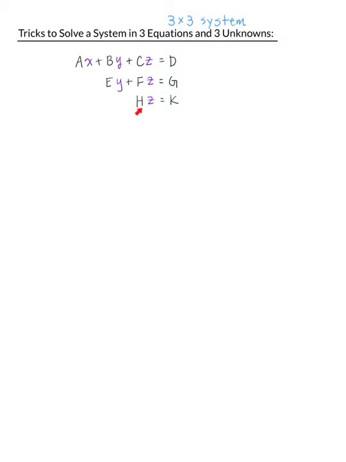Now, if we have the system in this form, do you see that I can easily solve for z? So from here, I can solve for z. Our z is just going to be k over h, whatever that number is. Next, what we can do is plug this z into the second equation, wherever you see your z. I know the expression is going to look pretty nasty, but just go with it.